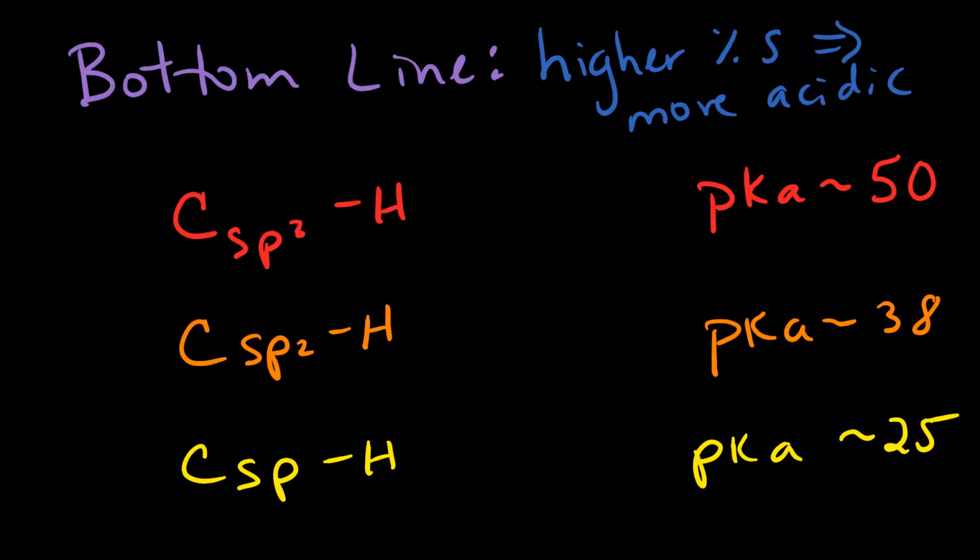The bottom line is that when an atom has higher percent S character, the protons on that atom are going to be more acidic. So to recap, protons on an sp3 hybridized carbon have pKa's in the 50 range. Protons on an sp2 hybridized carbons have pKa's in the 38 range, and protons on an sp hybridized carbon have pKa's in the 25 range.